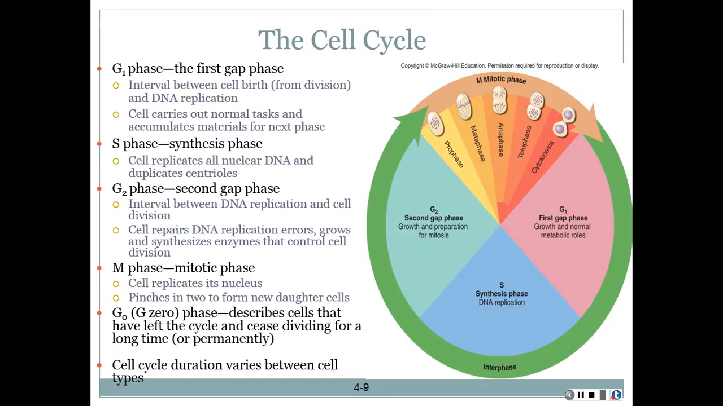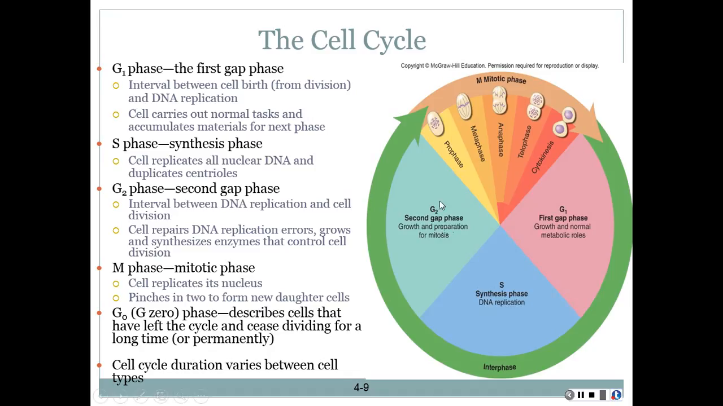The M phase, the mitotic phase, is the period during which a cell replicates its nucleus and then pinches into two to form two new daughter cells. Now phases G1, S, and G2 are collectively called our interphase. This is the time between the M phases.